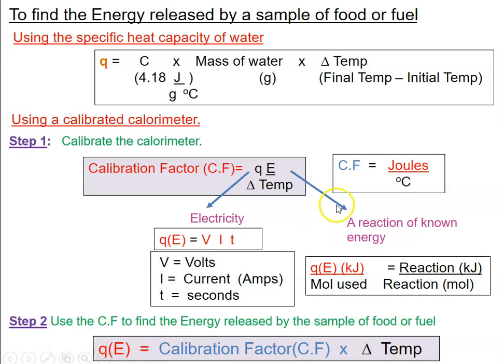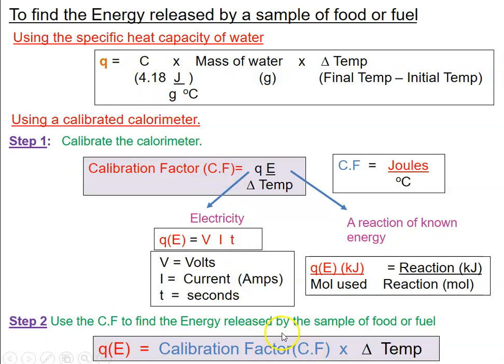So the calibration factor is how many joules per degree, and it's very similar to the specific heat capacity. So we know how many joules to heat it by 1 degree. The reason that the grams are missing is because when we calibrate it and when we use it, we're going to use the same amount of water in our bomb calorimeter, so we can leave the grams off. Whereas when we're using this one, we can use this equation for any number of grams of water, and so we need to know the number of grams. Otherwise, the calibration factor and the specific heat capacity are basically the same idea.